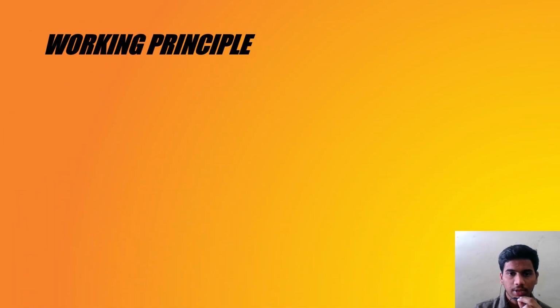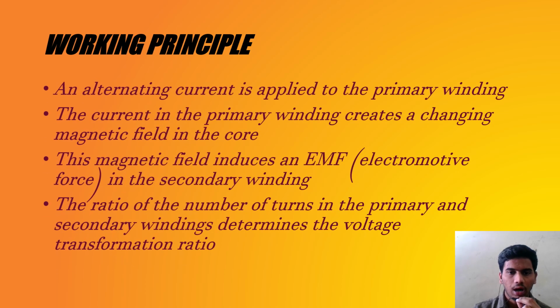Coming to the working principle of a transformer, an alternating current is applied to the primary winding. The current in the primary winding creates a changing magnetic field in the core. This magnetic field induces an EMF in the secondary winding. By that, the current is generated in the secondary winding. The ratio of the number of turns in the primary and secondary windings determines the voltage transformation ratio.